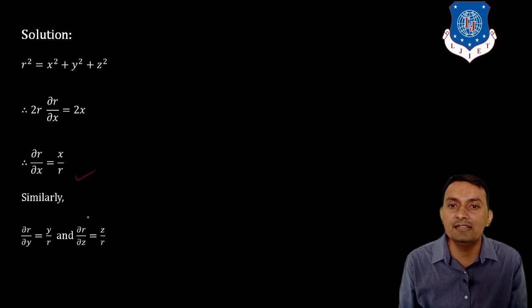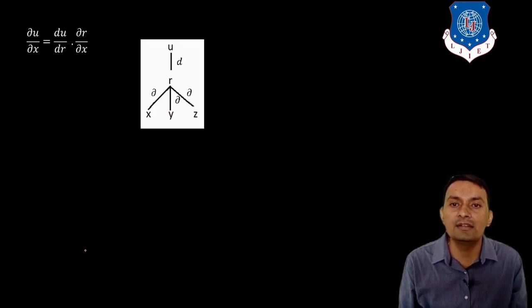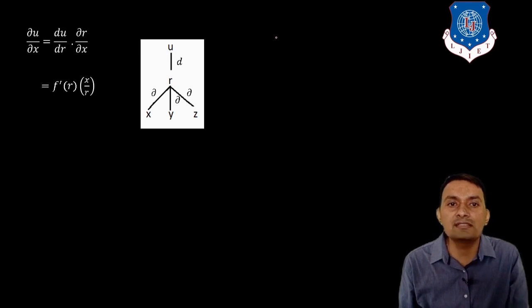So first we determine del r by del x, del r by del y, del r by del z. We determine del u by del x, but we want del square u by del x square. Suppose that we determine del u by del x. So as earlier we have discussed, du by dr and then del r by del x. So u is nothing but what exactly, f of r. U is a function of only one variable. So what I can assume is that du by dr can be written as f dash r.